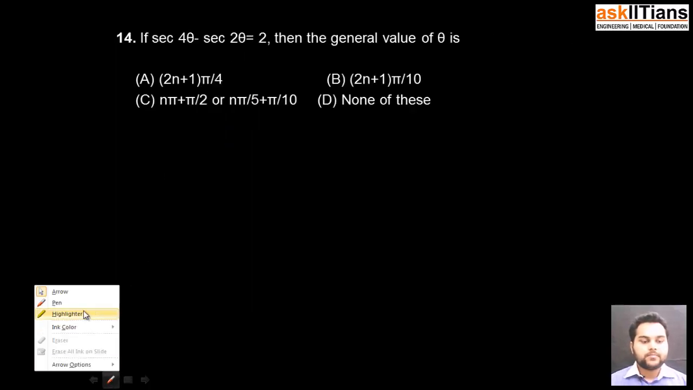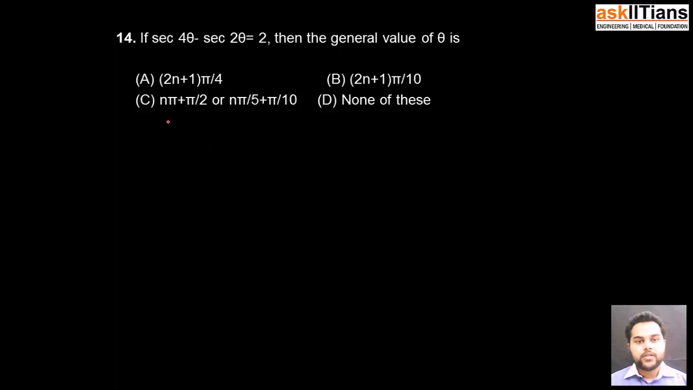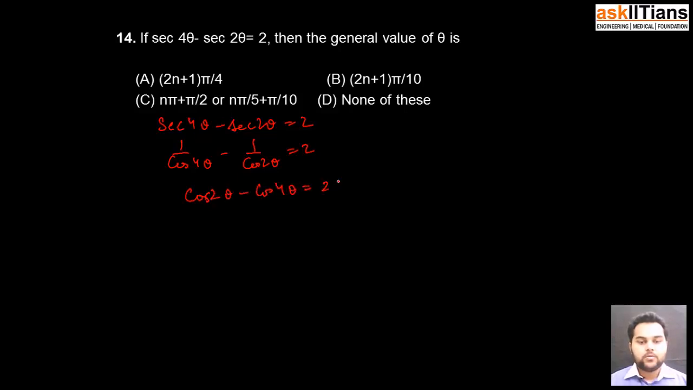The next question says sin 4 theta minus sin 2 theta is equal to 2. So sec 4 theta minus sec 2 theta is equal to 2. I would convert it in cos form. I would get cos 2 theta minus cos 4 theta is equal to 2 cos 4 theta cos 2 theta. I would transpose all the terms on one side, that is cos 2 theta minus cos 4 theta minus twice of cos 4 theta cos 2 theta is equal to 0.